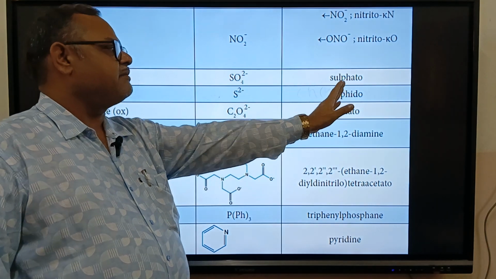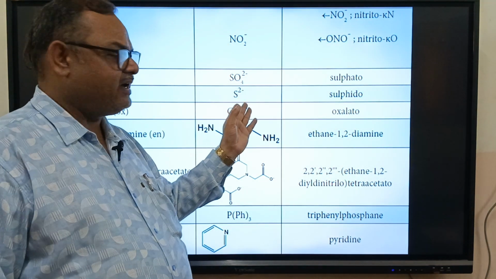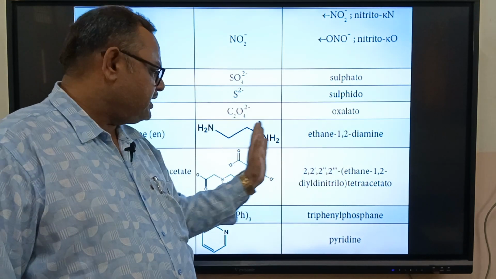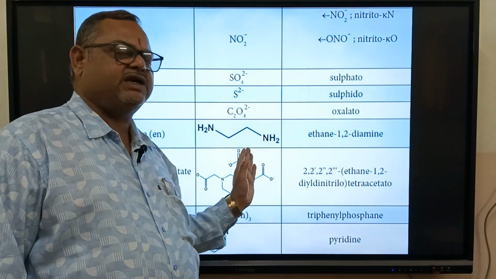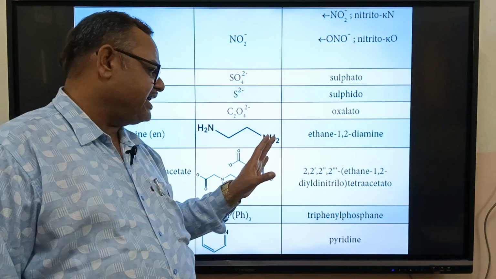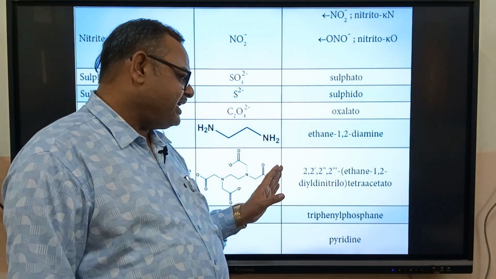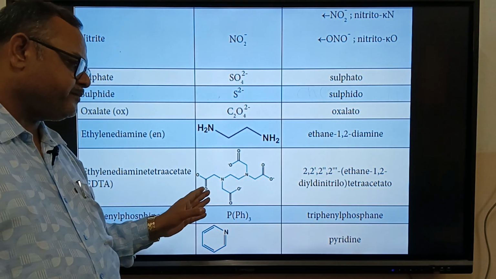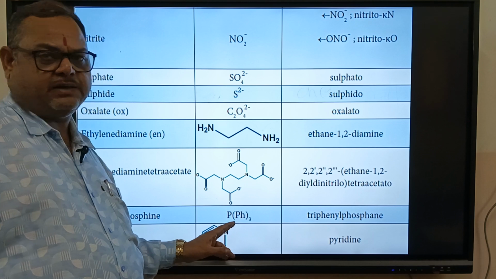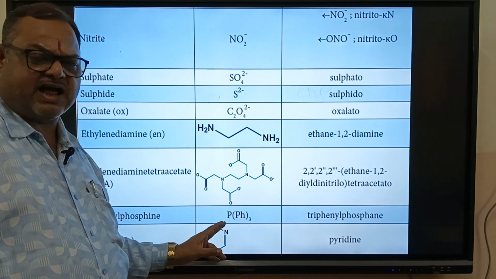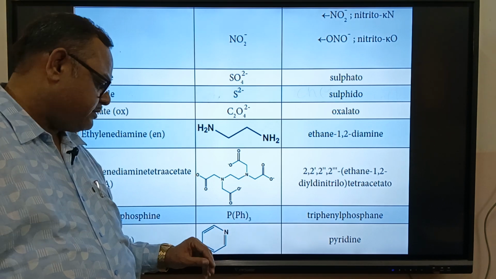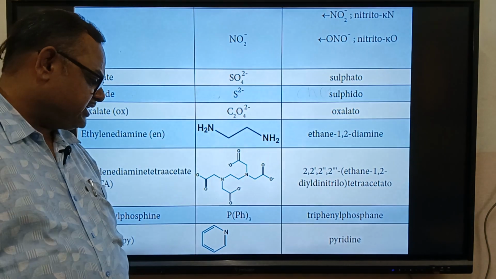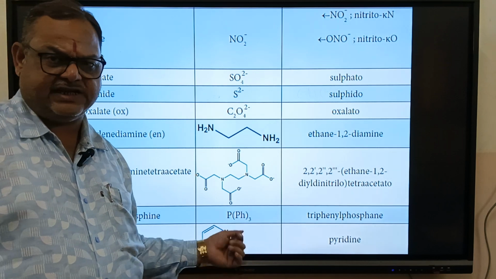Similarly, sulfate becomes sulfato, sulfide becomes sulfido, oxalate becomes oxalato. Ethane-1,2-diamine has no special name, it is a neutral ligand. Similarly, EDTA has no special name. PPh3, please remember this. This is triphenylphosphine. And then comes C5H5N, known as pyridine.